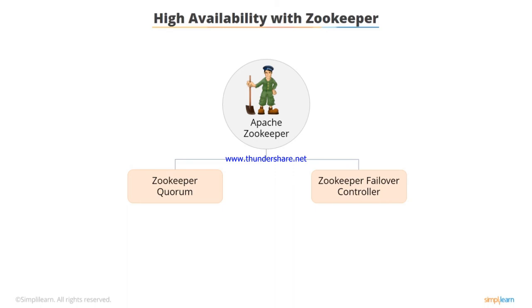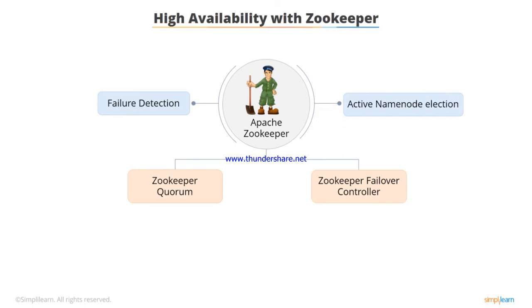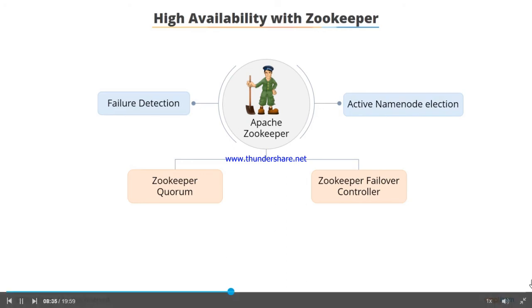Zookeeper helps in failure detection. The name nodes in Zookeeper maintain persistent sessions. If there is a failure, the Zookeeper session expires and notifies the other name node to trigger a failover. Active name node election. Zookeeper identifies a node as the active node. When the currently active name node encounters any issues and ceases to function, another node takes a special, exclusive lock in Zookeeper so that it may take over as the active node.